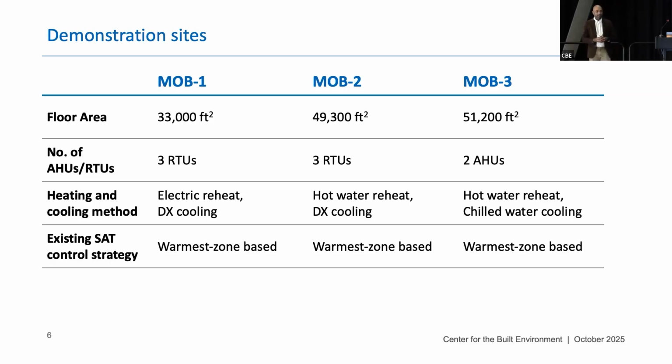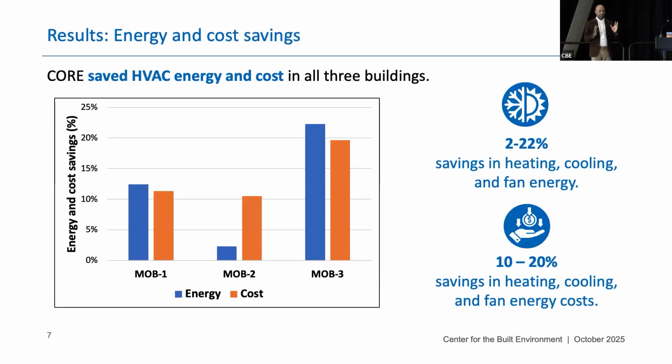All right, let's talk results. So in summary, CORE was able to save both HVAC energy and cost in all three of these buildings. And in terms of the energy, it saved between 2 and 22%, depending on the condition and building status. And this was achieved through savings from heating, cooling, and fan energy. And this is also not modeled energy. So this is real building savings that we measured. So that's the important thing.